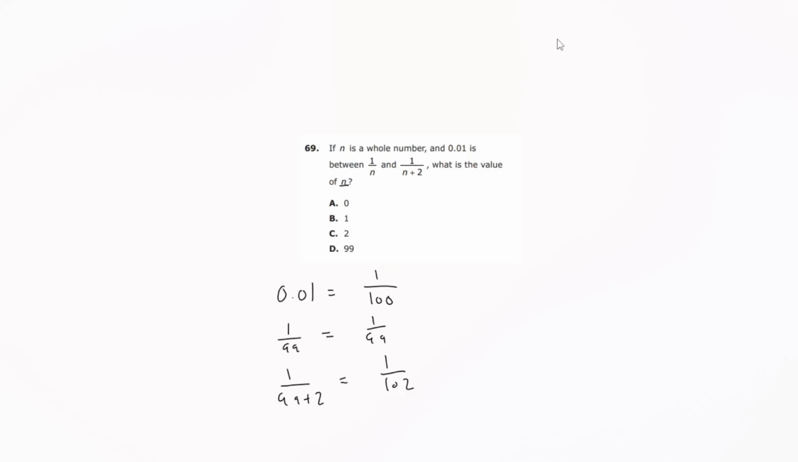If you're arranging, it would be 1/99, and then 1/100, and then 1/102. And see how it's in between them? So the value of n should be 99. And these numbers are way too small. So that's why I'm saying, if you can solve this question logically, you can solve it really quickly, right?